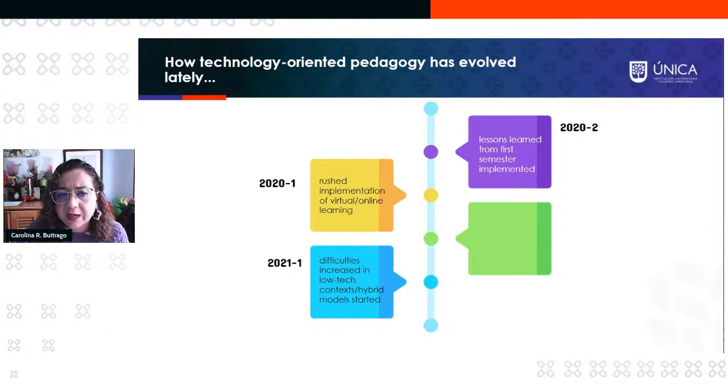But then 2021 first semester started, and so we started looking at how the difficulties increased in low-tech contexts and how hybrid models started going on. So people started going to their offices. The economy started to move again. So there were different movements. There was something I forgot to put. Well, not I forgot, I just didn't put in this part.